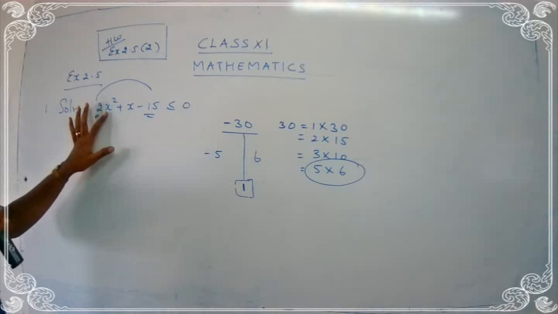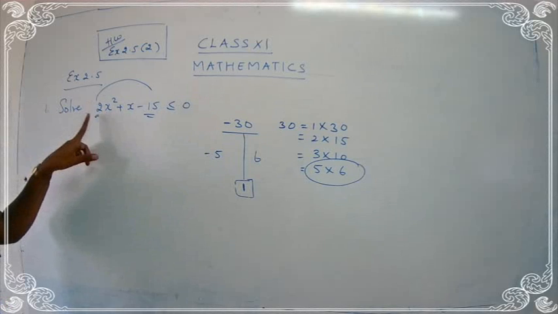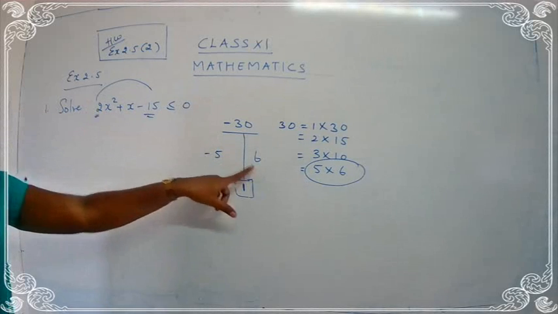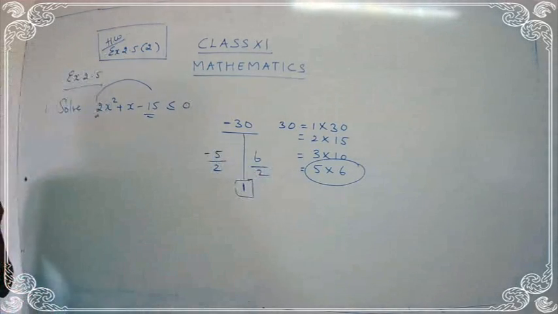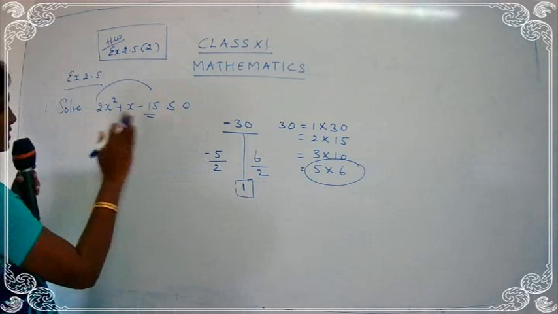Okay. So we are having a coefficient other than 1. So you have to divide by 2 for both the numbers. Divide by 2, divide by 2. Minus 5 by 2, 6 by 2. Clear, children? So I am going to write down the answer over here.